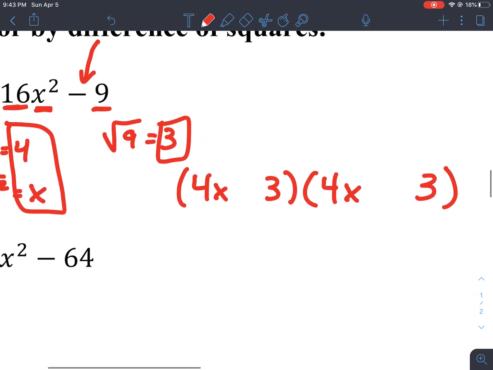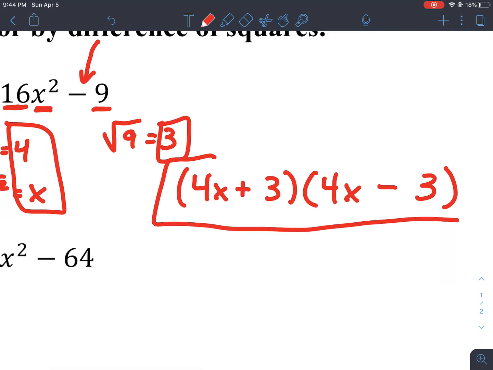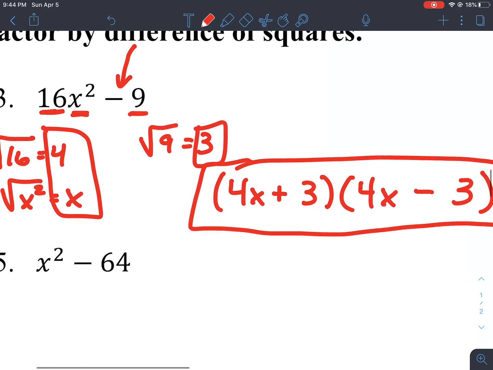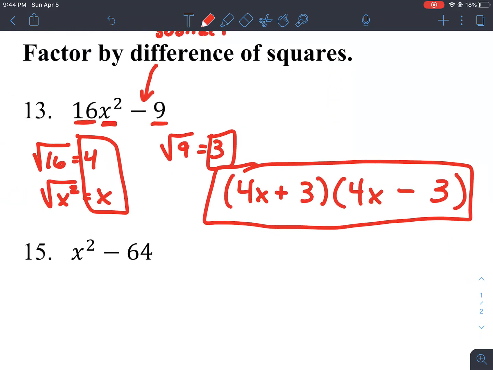So in order to cancel out that middle term, if you remember our shortcut, one was a plus, one was a minus. What this ends up doing is canceling out our middle term. So our final answer, 4x plus 3, 4x minus 3. And where'd that come from? Difference of squares, we take the square root of each part and plug in.